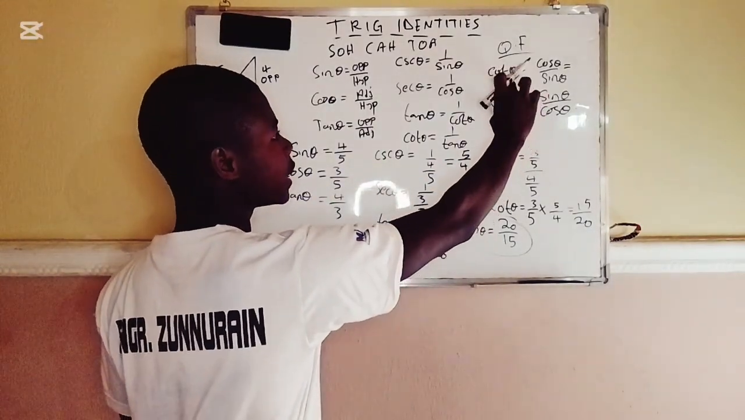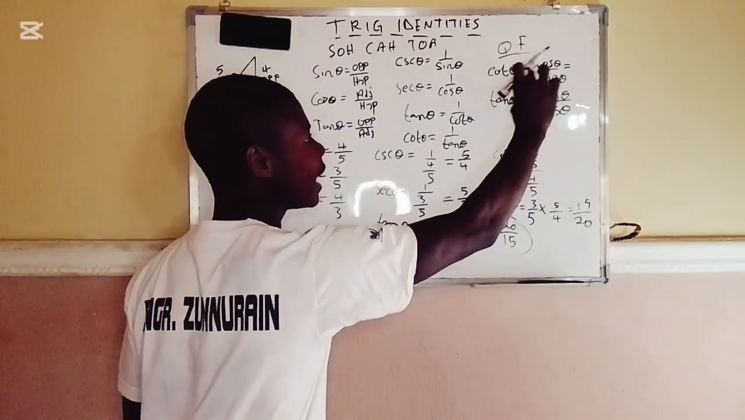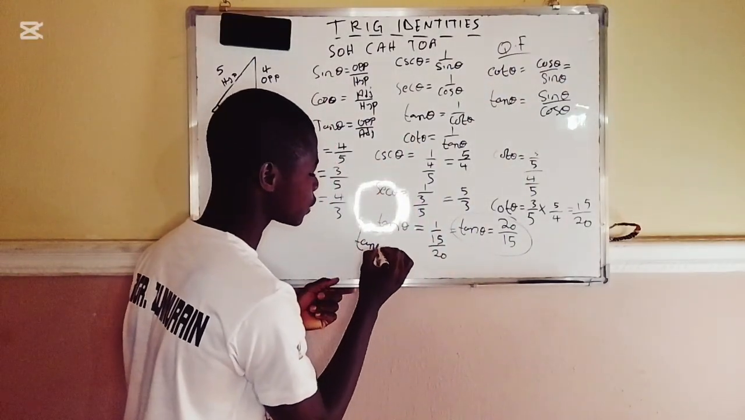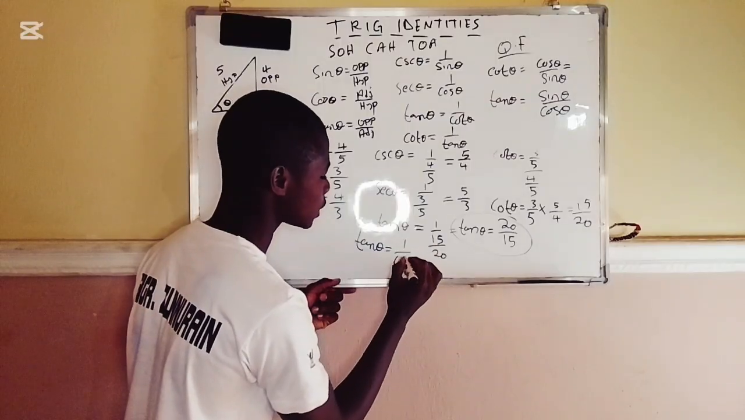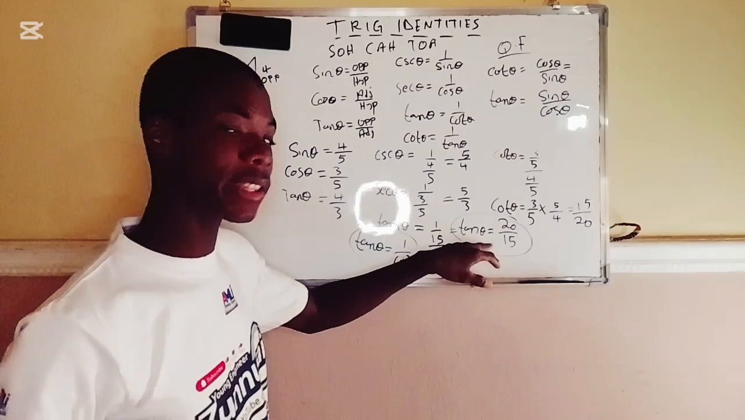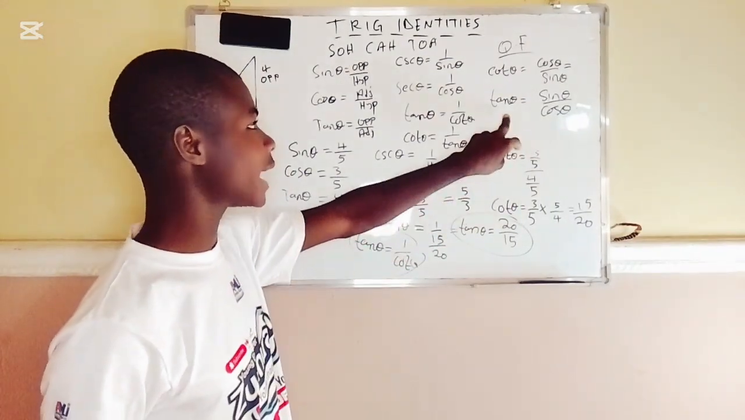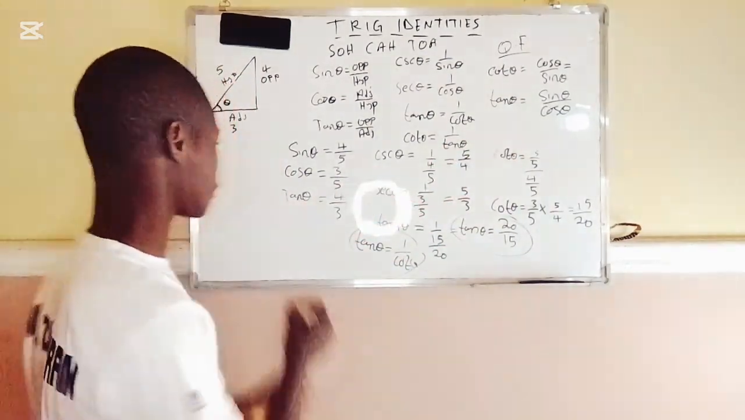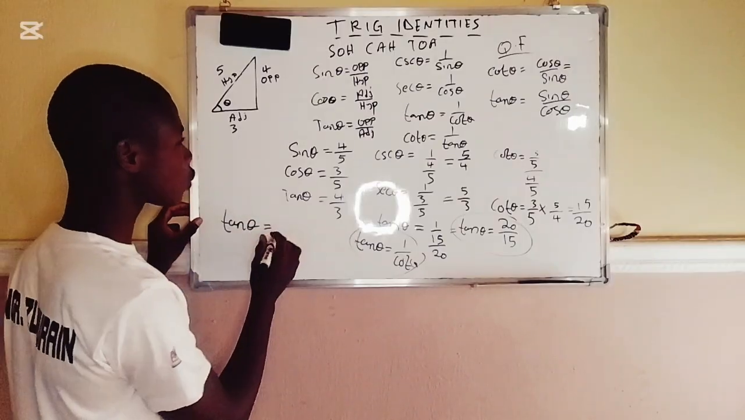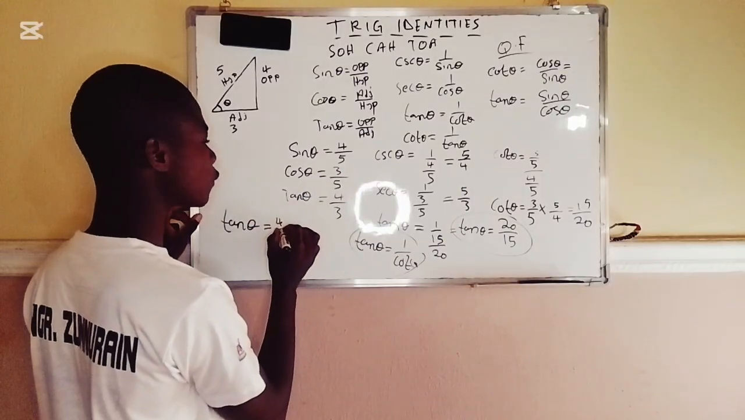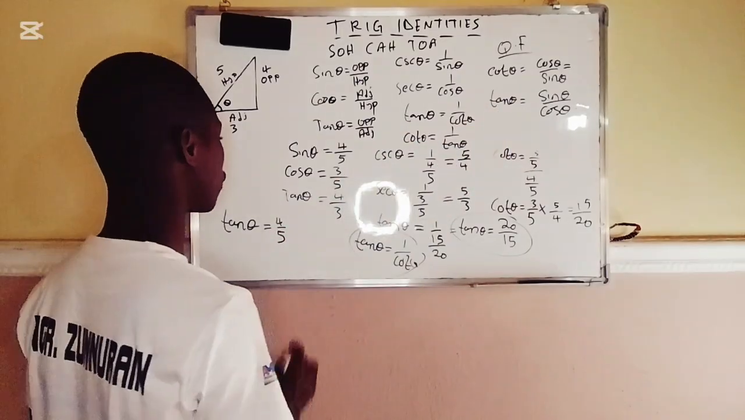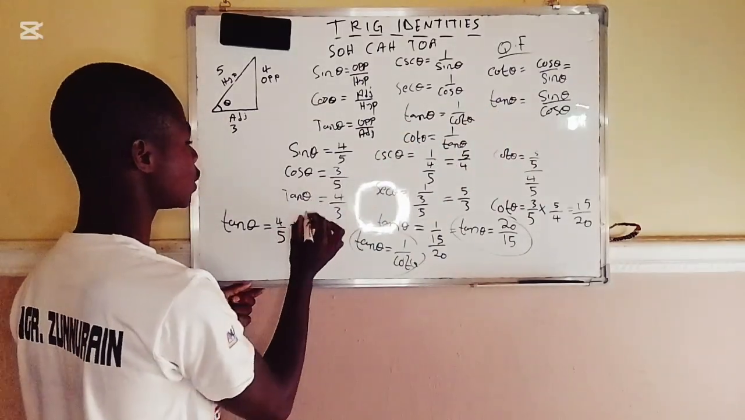If I say tan theta, don't be confused. Tan theta is the same thing as 1 over cot theta. So therefore, I simplify it and I get this. So let me check whether tan theta is the same thing as sine over cos. So therefore, this is the value of tan theta.